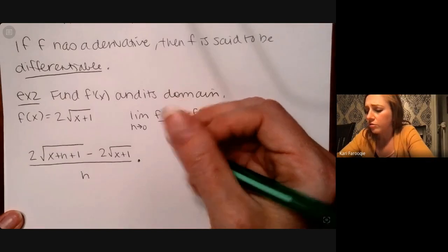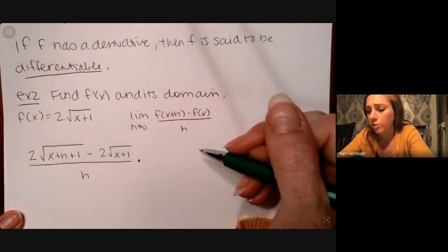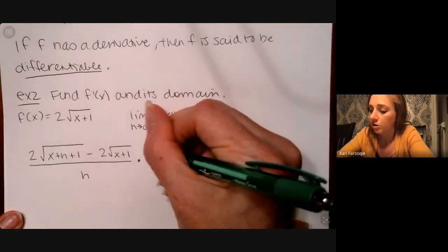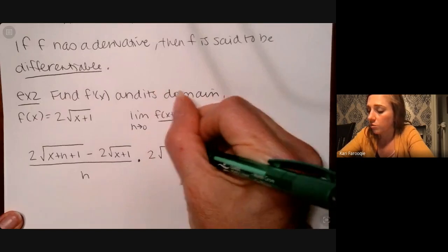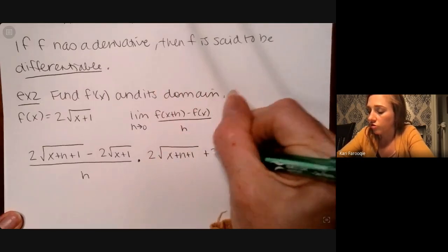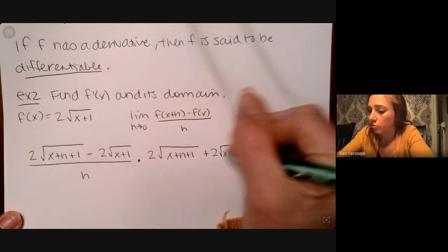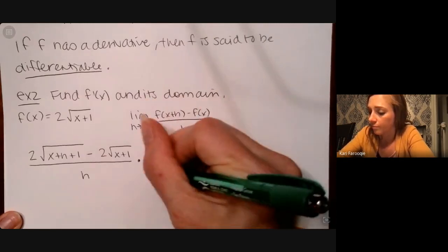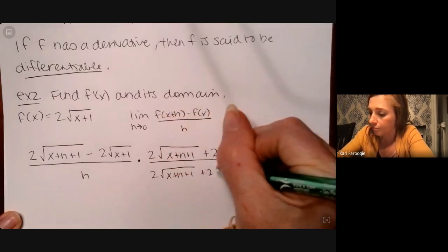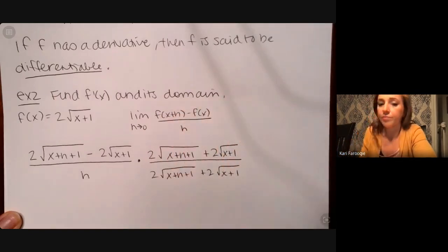I guess you could technically factor the 2 out if you want. I'd be a little wary of that, though, because I'd be worried that I would forget about it, and I don't want to do that. So let's go ahead and keep the 2 on here, and we'll multiply by the conjugate. We'll just switch the sign between the terms. Just like that.